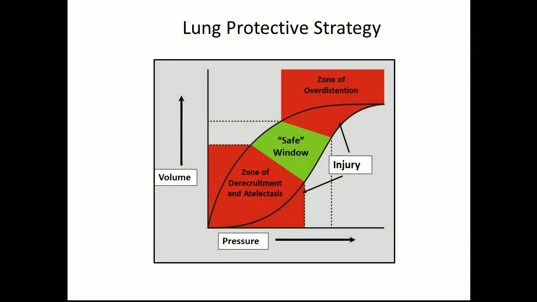And this is a very simplistic schematic of the lung hysteresis, and this is where you want to be. You want to avoid de-recruitment, you want to avoid over-distension, and you want to go up this pressure-volume curve and ventilate somewhere up there. And that's the very fundamental principle of how a lung protective strategy would work.